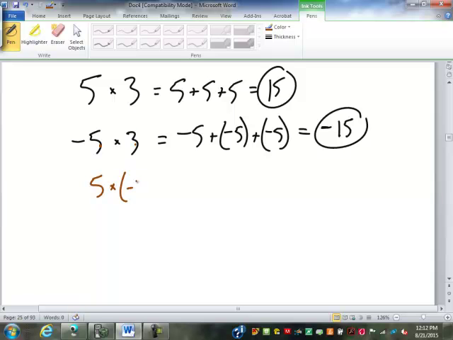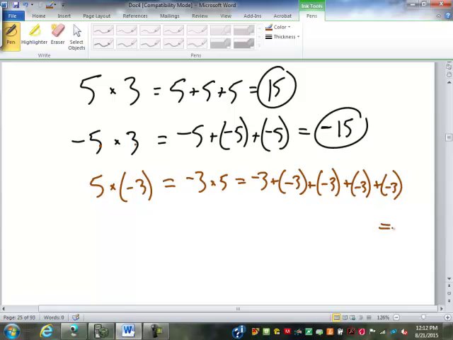It's a little bit trickier to comprehend 5 times negative 3. That's saying take 5 and add it together negative 3 times. We really can't do that, can we? But what we can do is switch it around and say, okay, let's do negative 3 times 5. So that's telling us take the negative 3 and add it together 5 times. Which gives us negative 15.